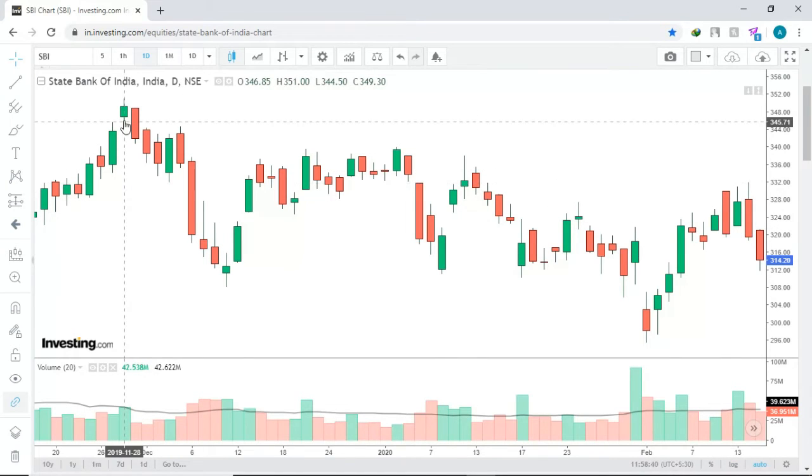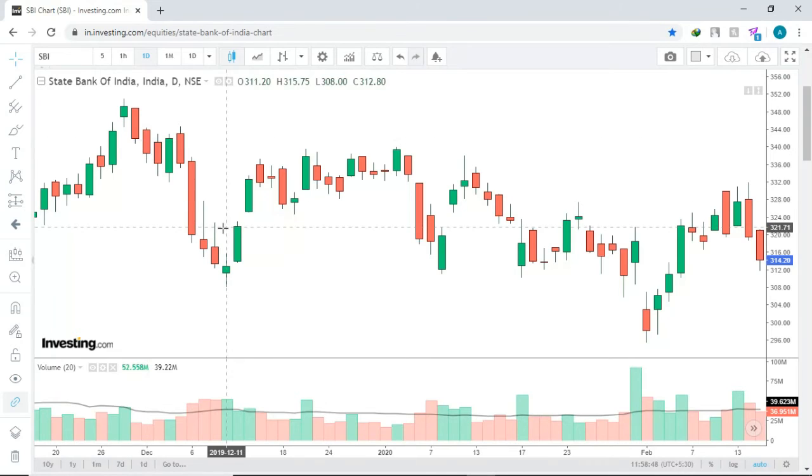And look at this point. Once it has started falling here, it has fallen till here. These are red candles. Red candles are always bearish candles and green candles are always bullish candles. Green candle means the share price has increased. Red candle means the share price has decreased. That's the only difference you all need to know.